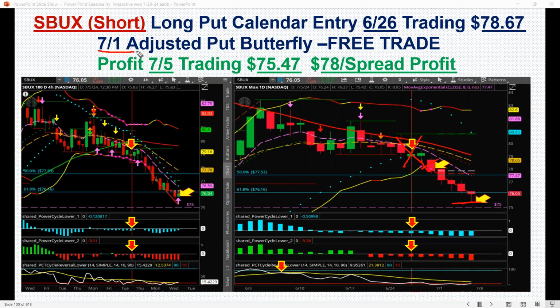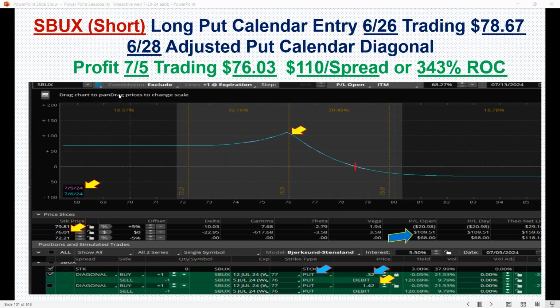And so on the 1st of July, we adjusted this to a butterfly, a free trade. These are things I'm always trying to achieve: to see if we can reduce our theta, reduce our risk. This one we were able to reduce to 0 risk, but it started out as a calendar, then we adjusted it to this calendar diagonal.